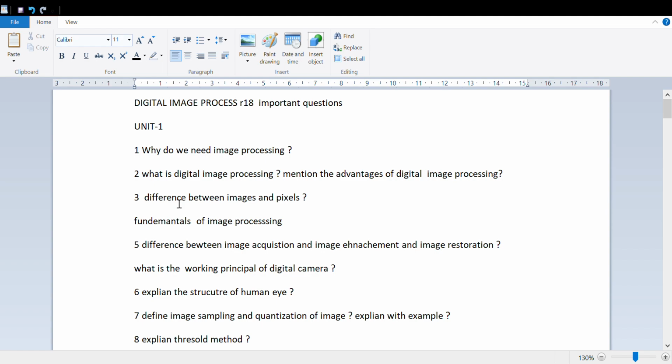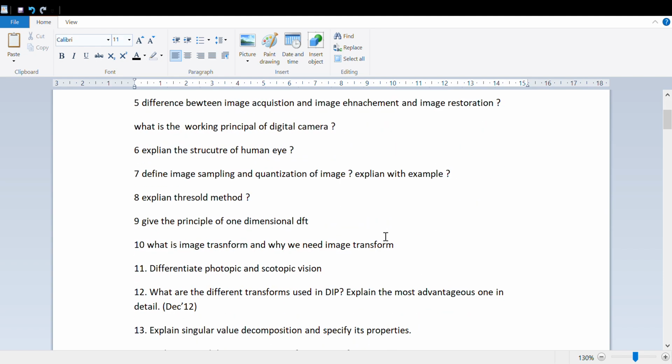Explain the fundamentals of image processing, explain the structure of the human eye, and what is the working principle of a digital camera? Explain image sampling and quantization of an image. Explain the threshold effect, and give the principle of one-dimensional DFT.